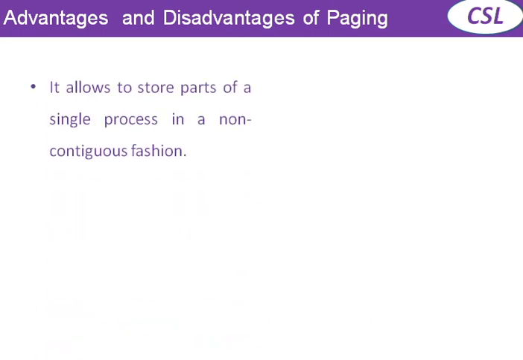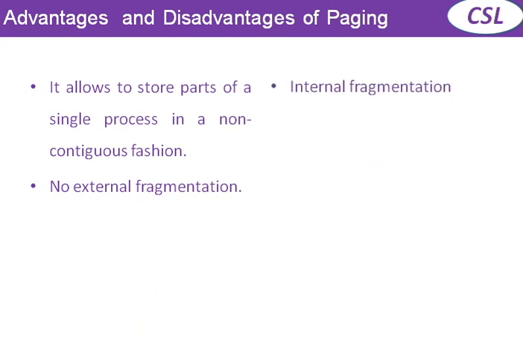Coming to the advantages and disadvantages of paging. The main advantage of paging is it allows us to store parts of a single process in a non-contiguous fashion. So our process is divided into different parts and those are allocated at different places in the main memory. If it allocates different places, we maximally reduce the memory holes, so that we can almost remove the external fragmentation. That is the main advantage of paging.